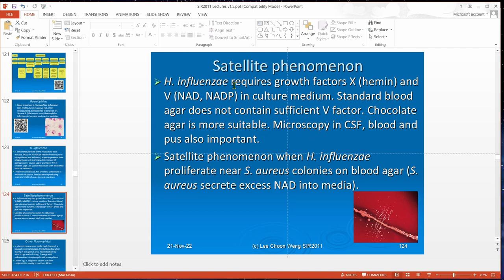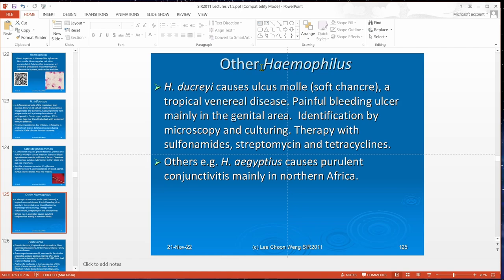This is because Haemophilus influenzae requires growth factors that are not available until Staph aureus lyses the blood cells and releases these factors for use by Haemophilus influenzae. Other Haemophilus includes Haemophilus ducreyi that causes a tropical venereal disease. There is painful bleeding and ulcer, mainly in the genital area. Also, Haemophilus aegyptius that causes purulent conjunctivitis, mainly in northern Africa.